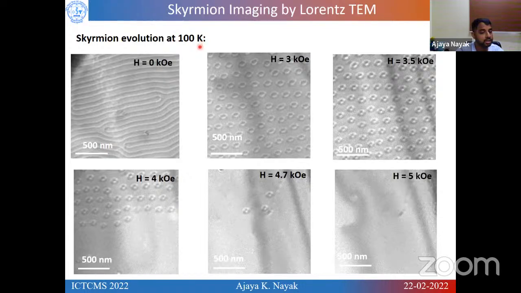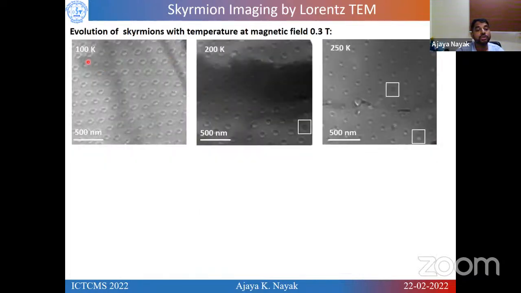We have a liquid nitrogen sample holder for the TEM where we can do this measurement. Then we increased the temperature, because this sample is magnetic up to 300 Kelvin. We increased the temperature slowly, and around 200 Kelvin, along with these bubbles, a different kind of bubble appears in this system. Around 250 Kelvin, these secondary bubbles are more abundant.